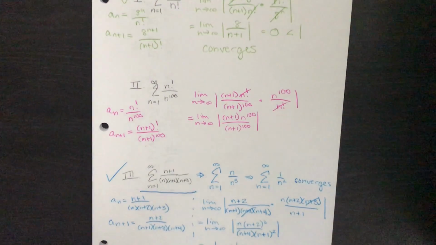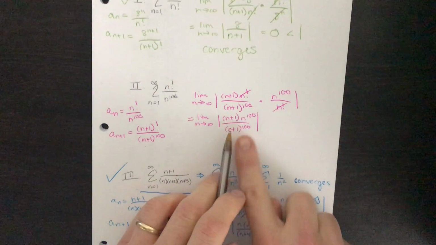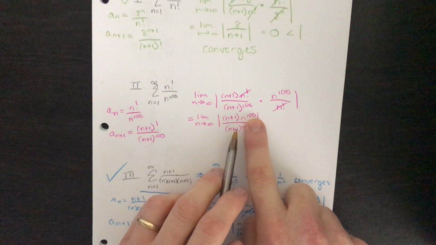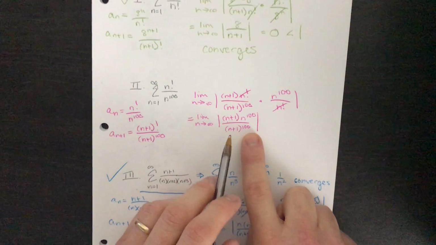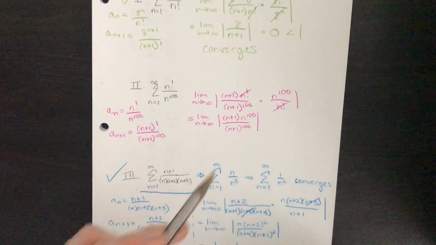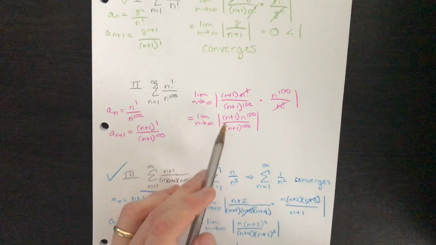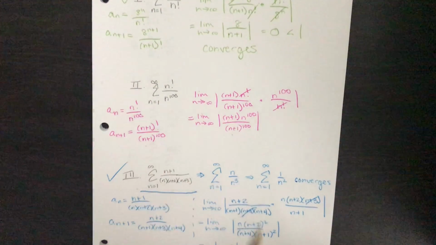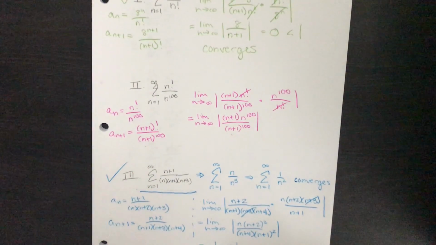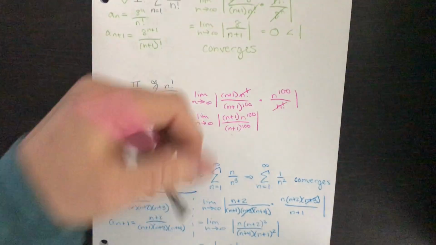There's a couple things you can do or realize at this point. You can realize that you have more n's on top because there's an n here, an n to the 100 right there, and on the bottom all you have is an n to the 100. From there you might recognize this limit's going to go to infinity. The other method you could realize is that you have an n plus 1 with a power of 1 on it and an n plus 1 with a power of 100 on it. They're on opposite sides of the fraction, so we subtract.